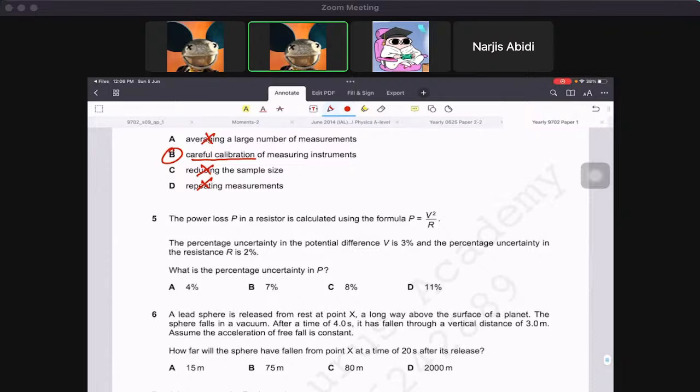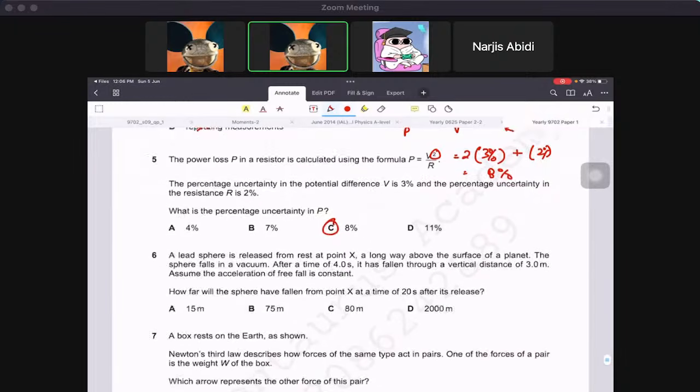The power loss of P in the resistor is calculated with percentage uncertainty in voltage 3% and in R is 2%. What is the percentage uncertainty in P? So uncertainty in P over P equals uncertainty in voltage plus uncertainty in R over R. Because they're square, we'll multiply 2. So 2 times 3% plus this is 2%. So 8% should be the answer. Pretty easy. And now let's move forward.